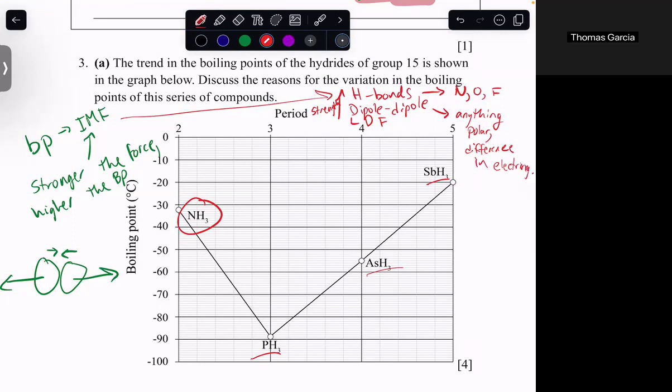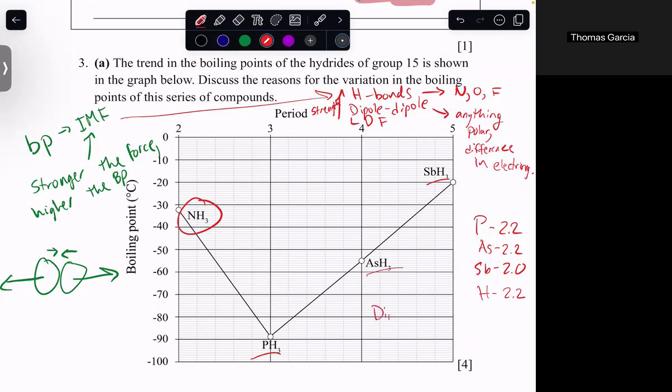And when we look at electronegativity, phosphorus has an electronegativity of 2.2. Arsenic has an electronegativity of 2.2. And antimony has an electronegativity of 2.0. Hydrogen has an electronegativity of about 2.2. So these are not very different in terms of electronegativity. So their dipole-dipole forces are not actually that strong either.